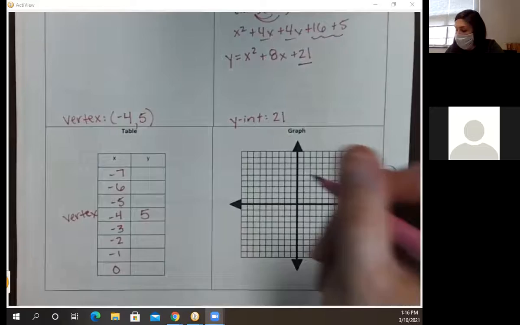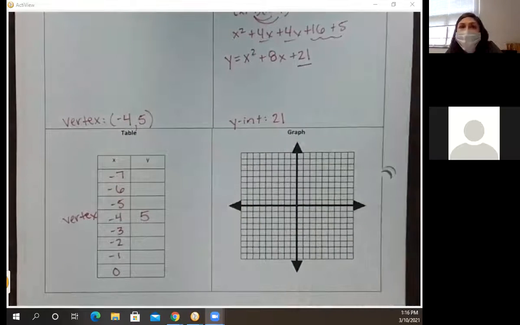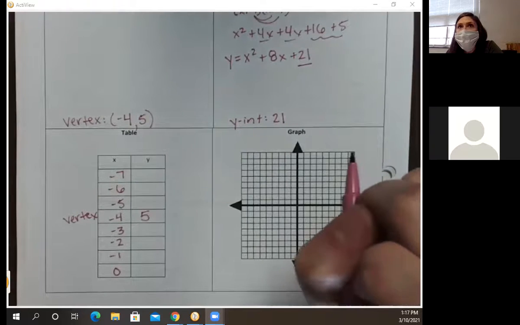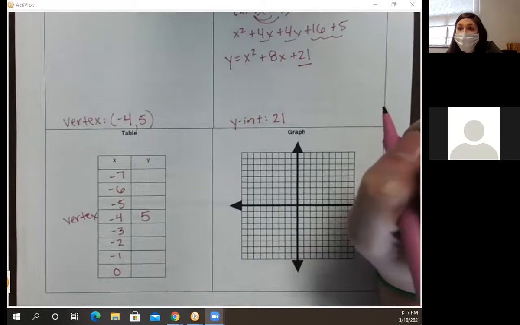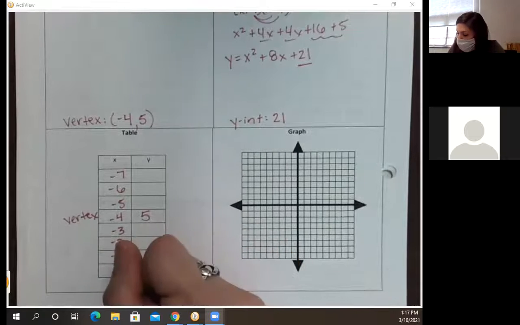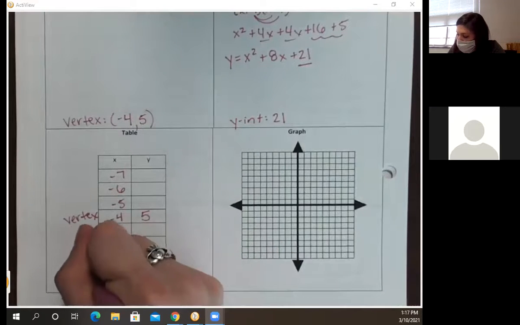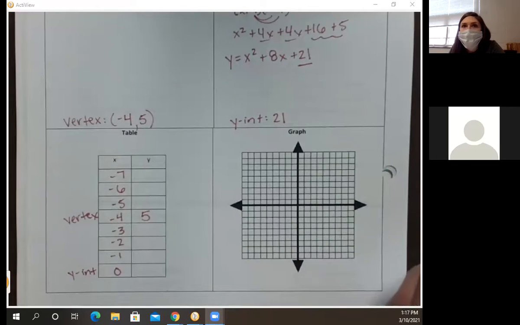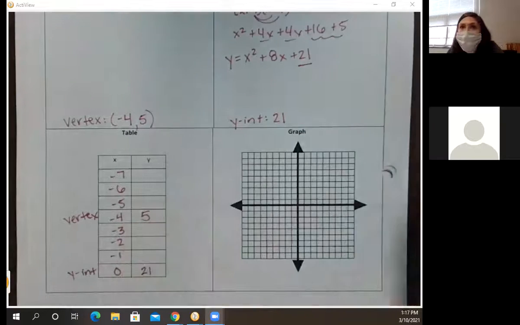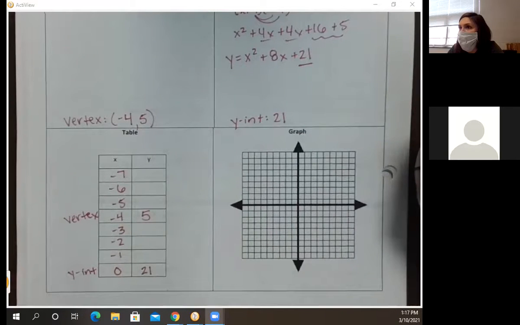And now I'm going to plug in these x values to find my y, so I have some more points on my graph. Now, I already know one of the y values for an x that I've selected. I have 0 in here for x. That's going to be the y-intercept. Remember, the y-intercept happens when x is 0, and I know that the y-intercept is 21. So I can throw that in my table. So now I'm going to start plugging in these x values.